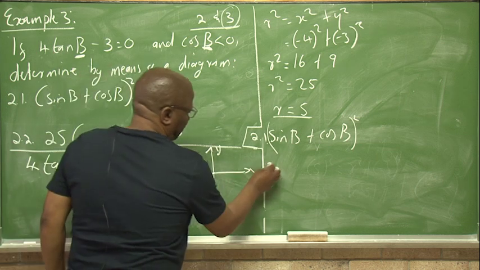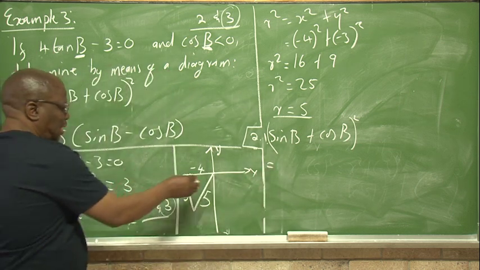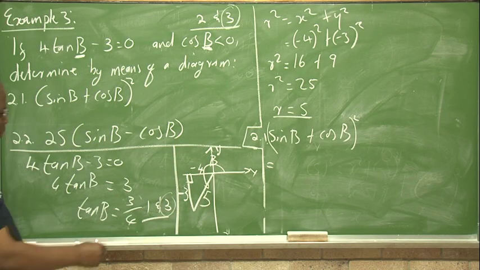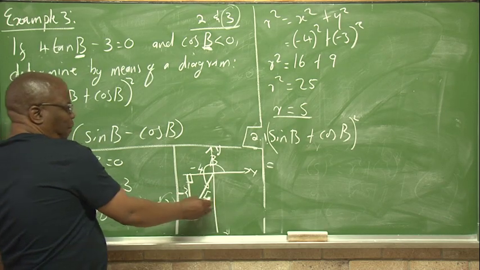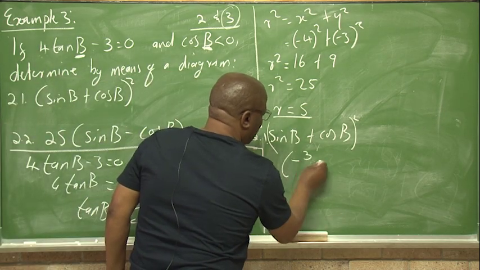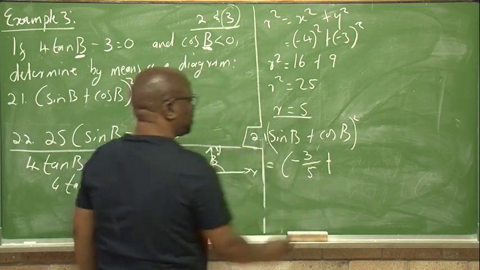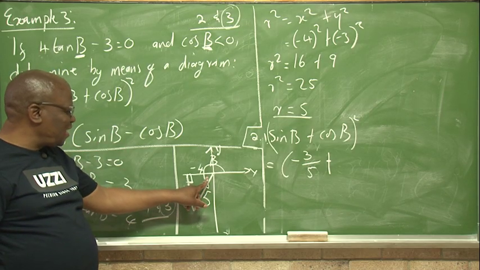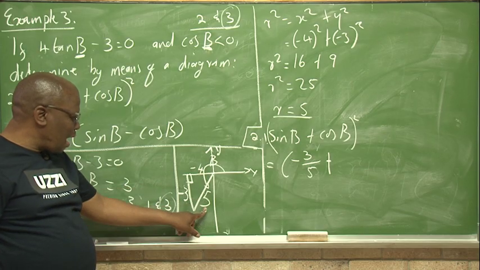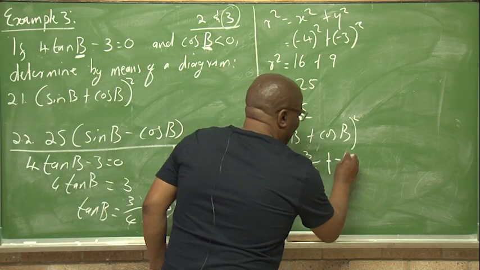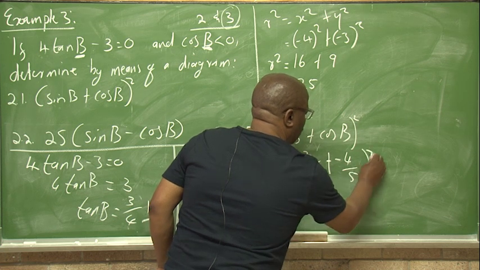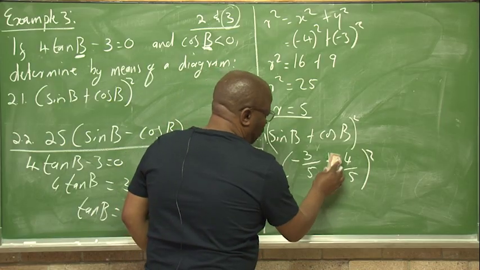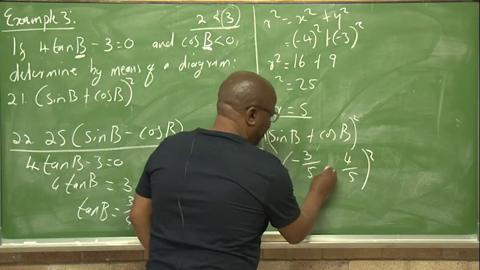Let's check the sine of B. Look at the diagram, standard position, angle B. Sine is opposite over hypotenuse. Plus, check the cosine of B. Cos is adjacent over hypotenuse. Adjacent is negative 4, hypotenuse is 5. So negative 4 over 5, and the opposite gives negative 3 over 5.